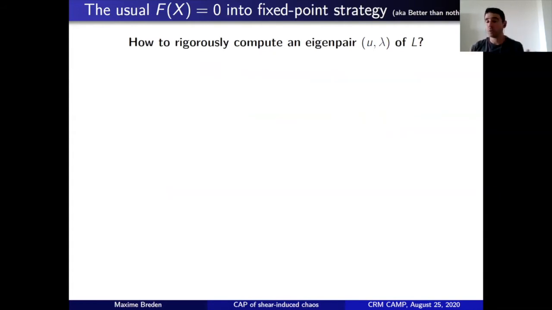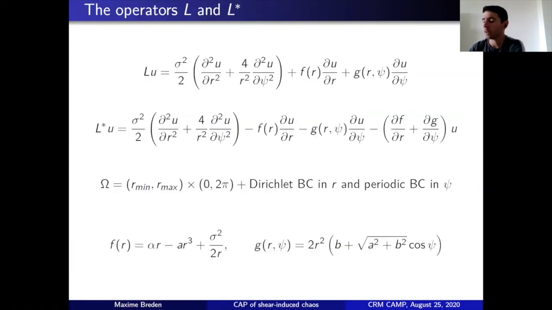Okay, so the main question is how to rigorously compute an eigenpair for, let's say, L. As you can see, L and L star have quite similar structure. So I will explain it for one of them, and for the other, you can trust me that it works the same.